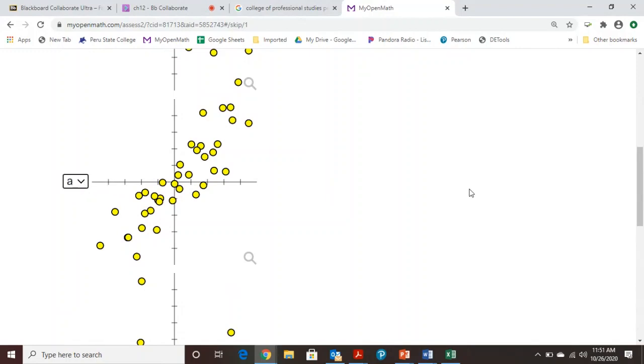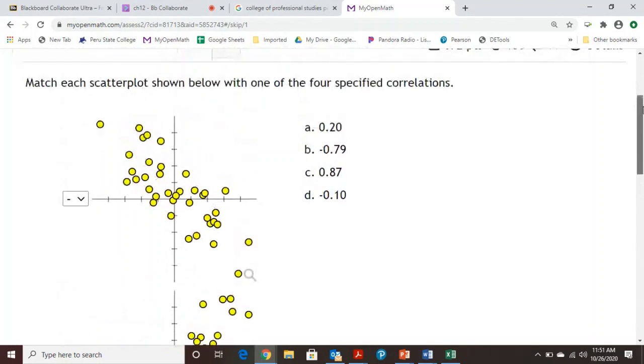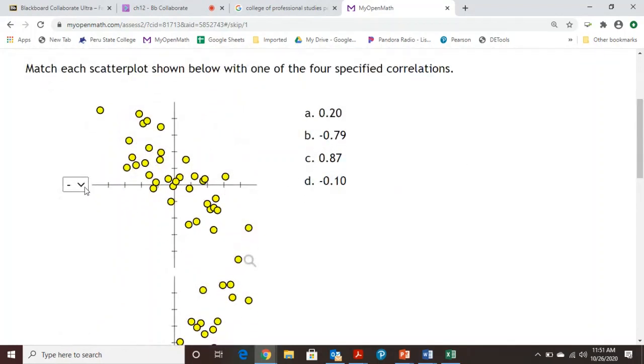That first one is the best negative, so it must be B. Remember, the closer it is to 1 or negative 1, the stronger it is, okay?